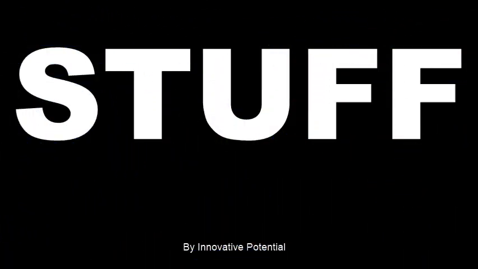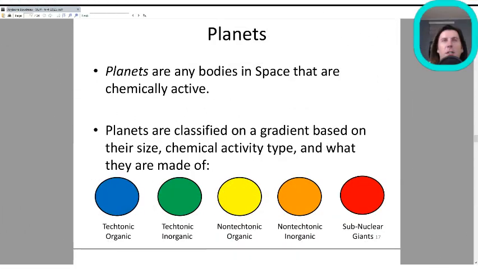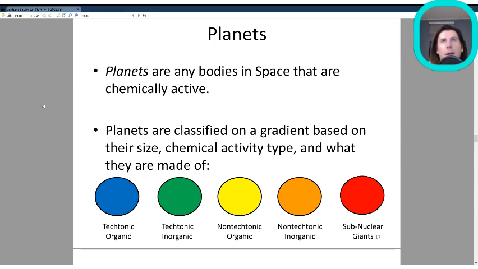Okay, tonight we're talking about stuff by innovative potential. It's what makes the world of innovative potential exist. If you're just joining us, we're at planets now. Planets are any bodies in space that are chemically active. What this means is that if there was no atmosphere, if the object was just left alone by itself, it's able to make chemical changes on its own. It's basically some type of tectonically active body.